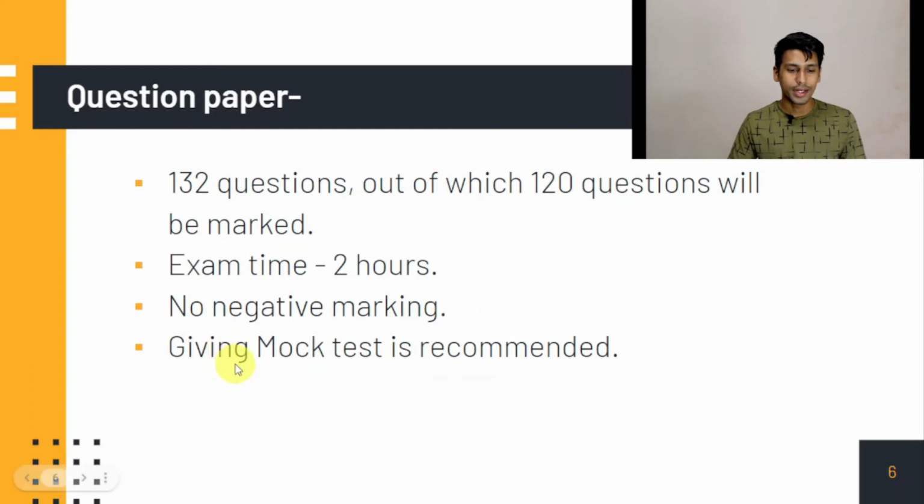And giving mock tests is recommended, and I highly recommend you to give mock tests. You should solve at least 2 mock tests to check where you are standing, whether you will be able to clear the CMT exam or not. You will get that feedback if you solve these mock tests. That's what I would say.